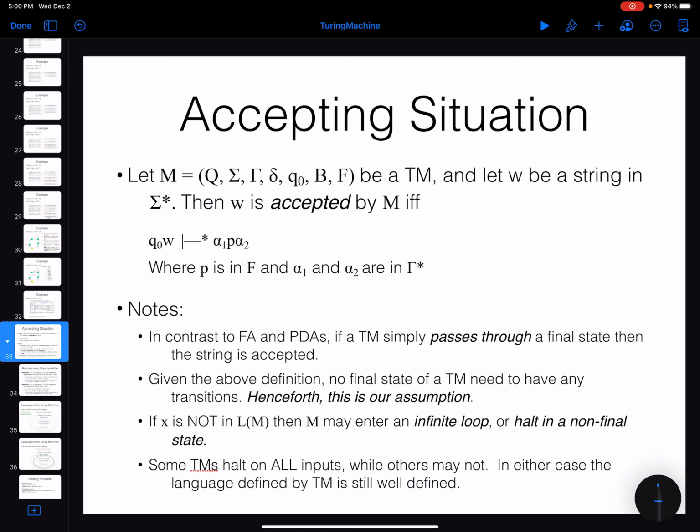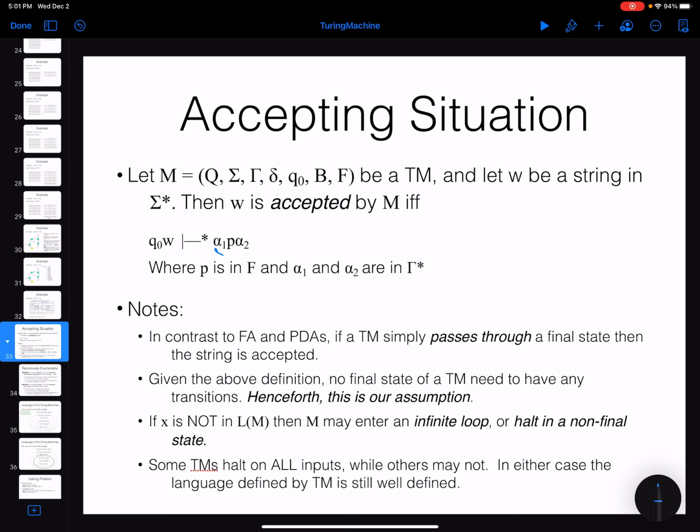Something about the Turing machine and the accepting situation. There are some differences between accepting a string in a Turing machine and the other machines that we have seen, the finite state or push-down automata. We are saying that in a Turing machine, if we enter an accepting state, the machine will stop and tell us that we accepted the string.